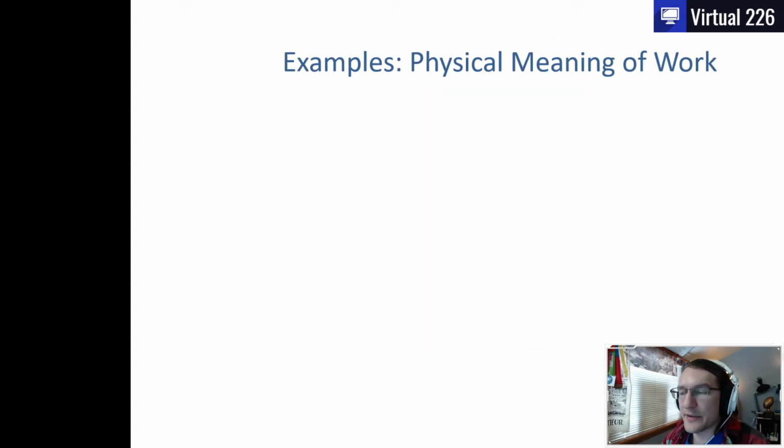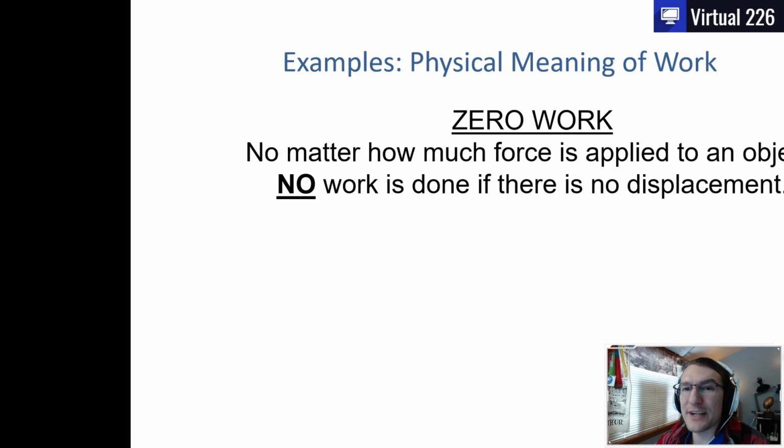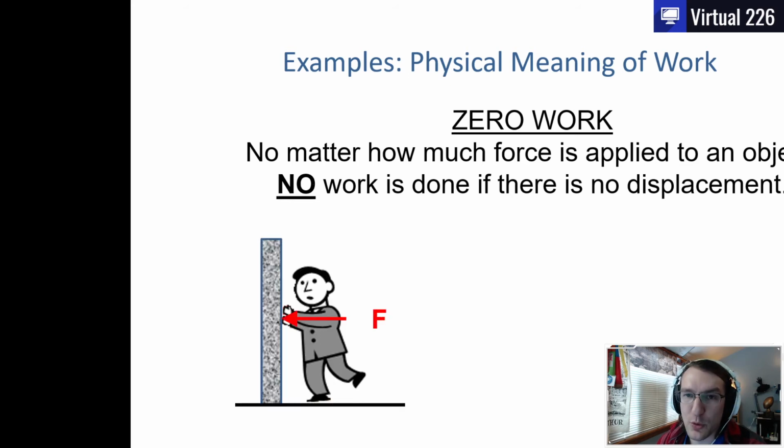Now, when we take a look at some examples here, there are a number of instances when you could do zero work on an object. And this is kind of a weird idea, like I said before, but you can actually do no work even though it feels like you should be. So you could do no work on an object if that object is not moving, if there's no displacement. In this case, like you're pushing a wall. The wall's not moving even though you're exerting a force on it, so no work is done.